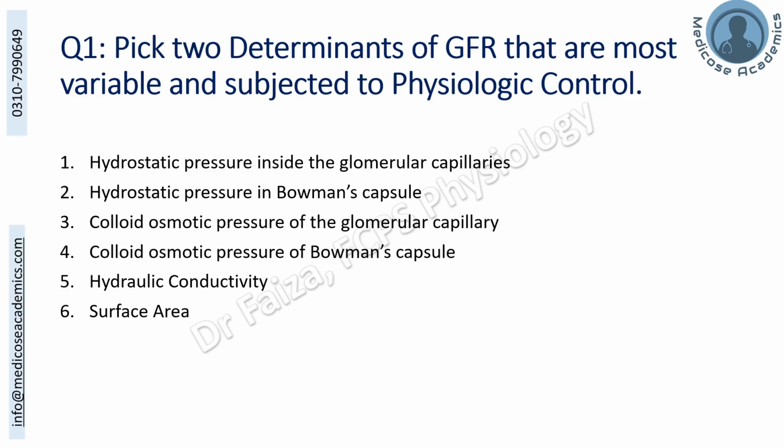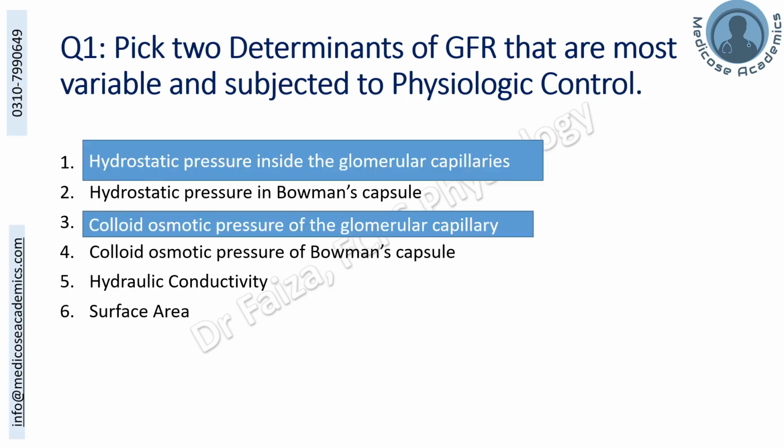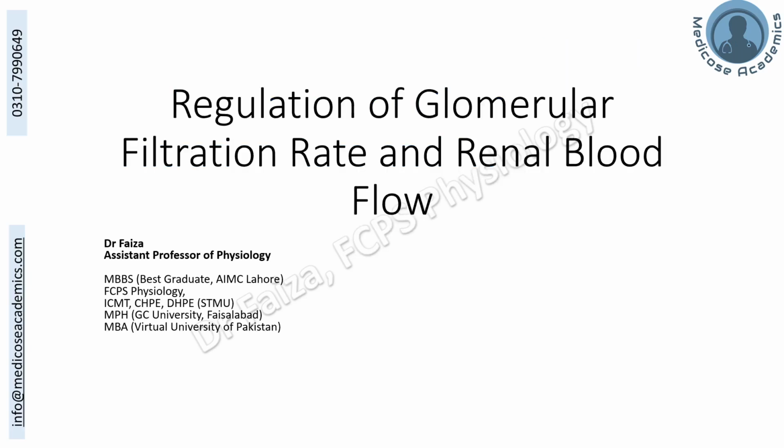Now that we have discussed the determinants of the GFR, I hope you can now choose which of these are the most important in determining the filtration across the glomerular capillaries. Yes, right. The glomerular hydrostatic pressure and the colloid osmotic pressure are most involved in the day-to-day variation, whereas the Bowman's capsule hydrostatic and colloid osmotic pressure are involved in certain anomalies only.